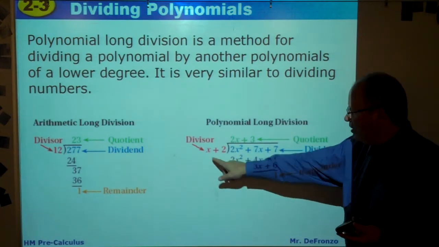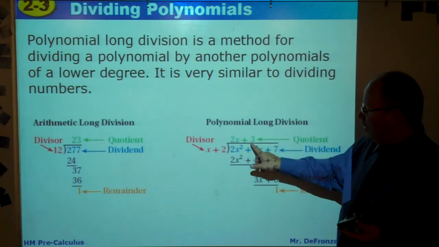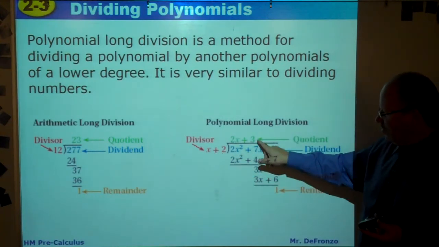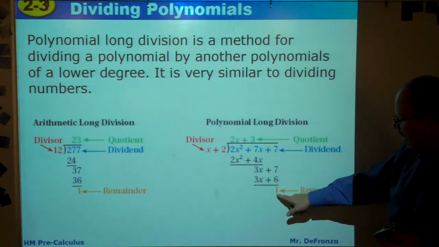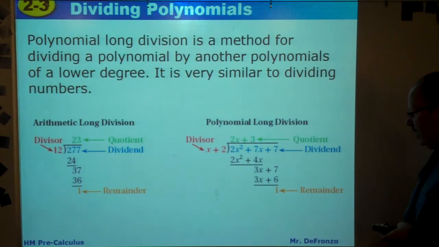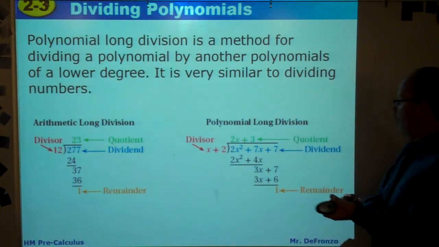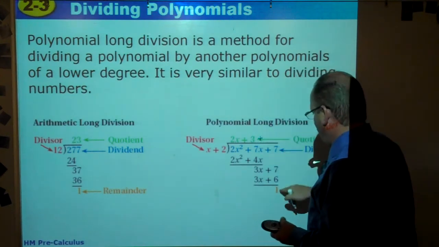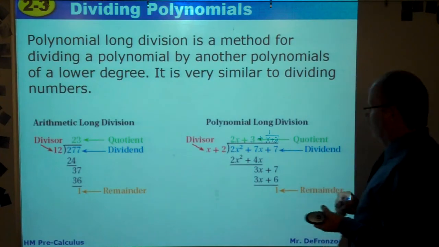Now we see how many times does x go into 3x. Well, it goes 3 times. 3 times x is 3x. 3 times 2 is 6. Subtract, we have 1 left. 1 is our remainder, and we can write that as plus 1 over x plus 2.